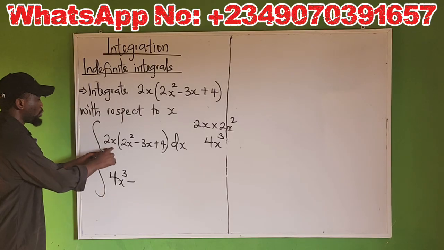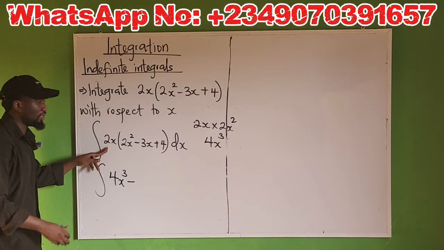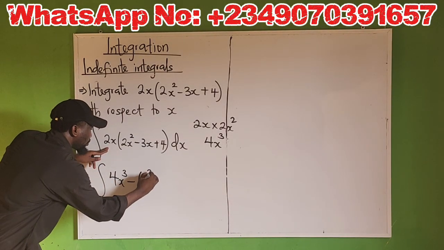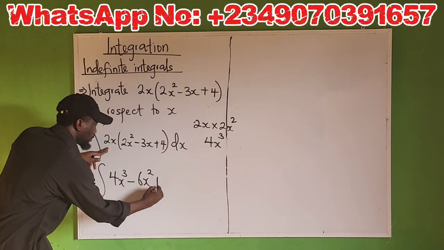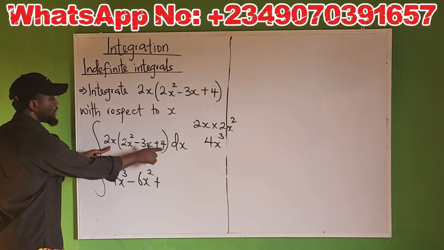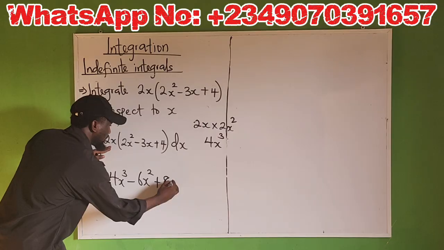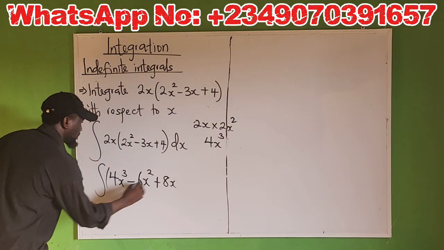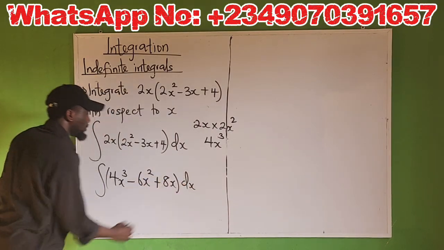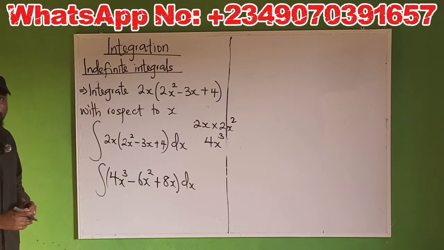Then minus 2x times 3x is 6x squared. Then plus 2x multiplied by 4 will give us 8x. Then with respect to x. So now let's integrate.